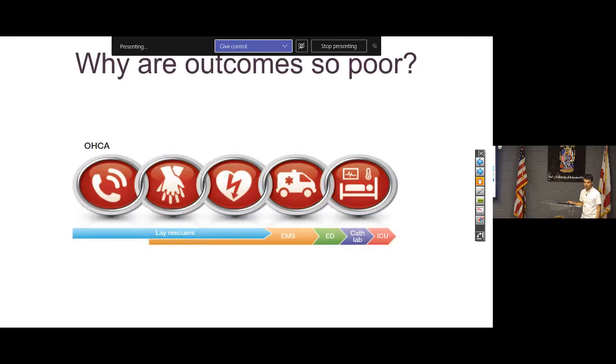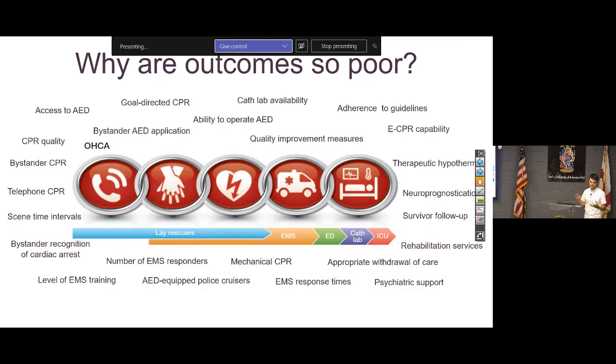Why are outcomes so bad? It really talks to the complexity of arrest. I know you guys have all seen the chain of survival, and we know that in order for a good outcome to happen, each link in the chain of survival has to be really strong. And there's a ton of variability that can happen at each one of these links that if one is weak, then all of a sudden we're not going to have a great outcome.